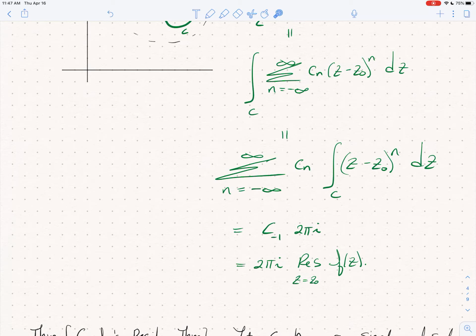So I'll stop the video here. We're going to say this a little more succinctly in the next video. This is known as Cauchy's residue theorem.